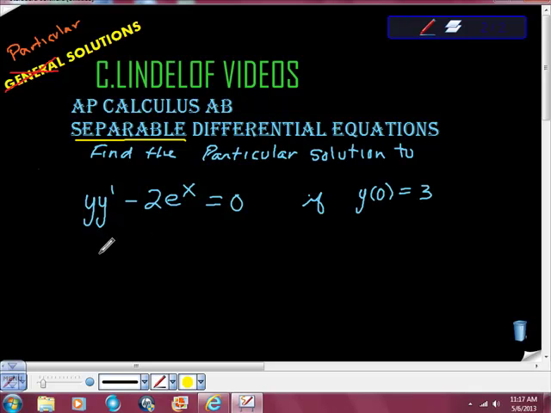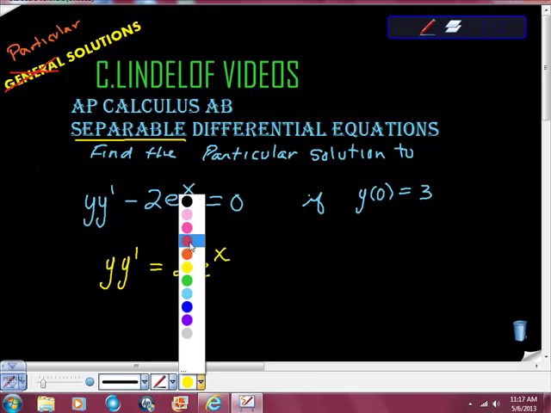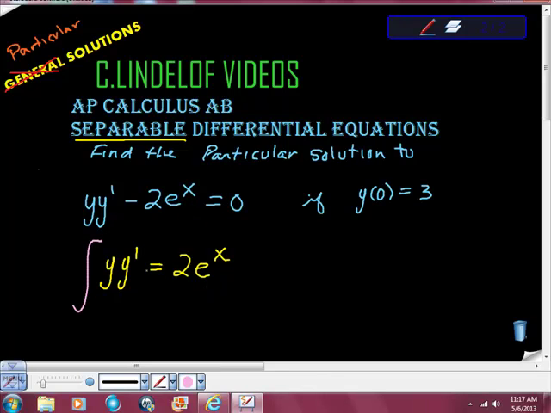So what we're going to do here is this. We're going to separate this so we get y times its derivative is equal to 2e to the x. All I did was put the y's and the x's on different sides. And then I'm going to go ahead and integrate both sides. So I'm going to integrate here and here.